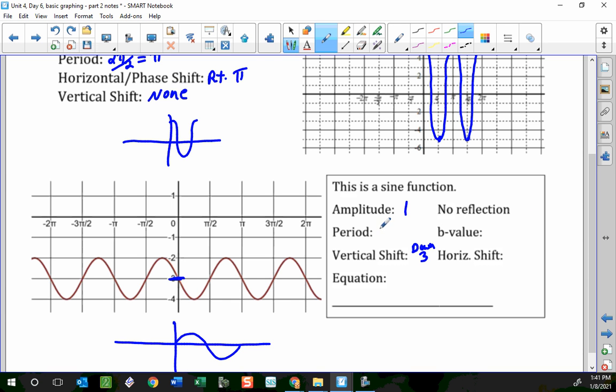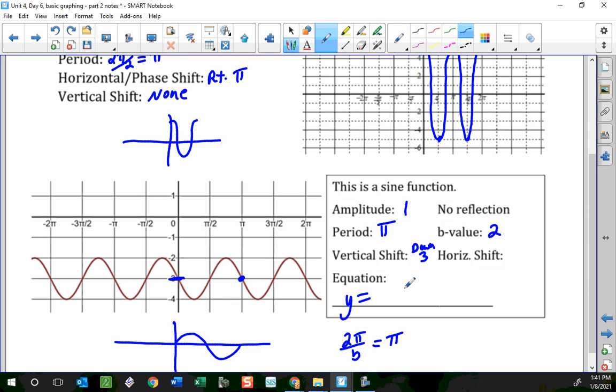If I notice here, the period, the amount of time it takes to get back to where I started, is pi. All right, so let's figure out our b value. So 2 pi divided by b has to come out to pi. So that must mean that b is 2, because 2 divided by 2 makes 1, and so the b value is 2.